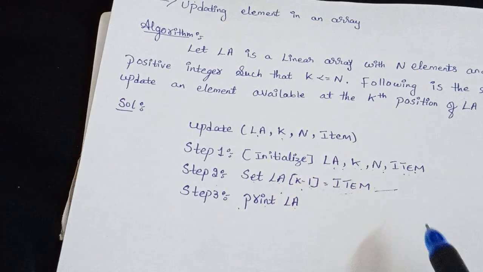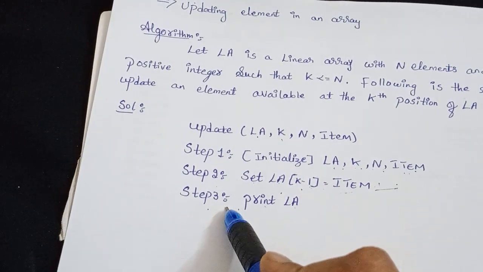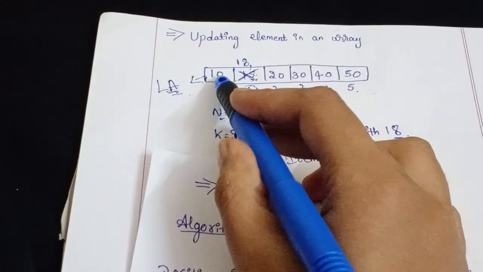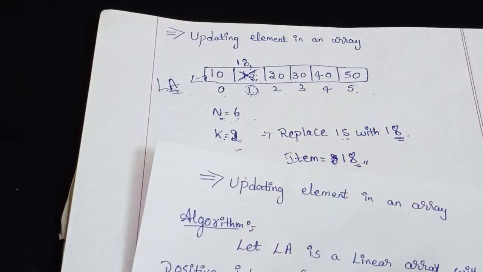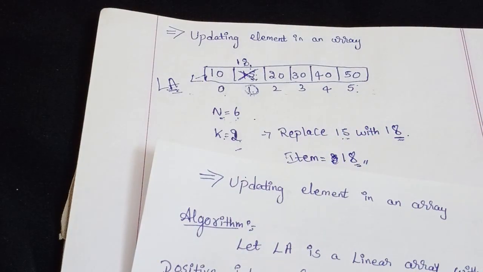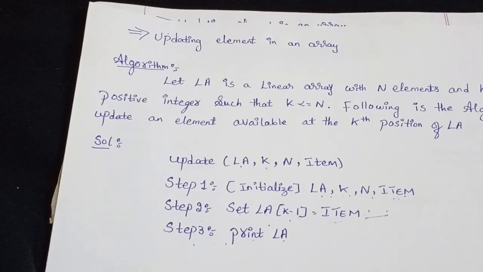And then after executing step 2, what they said in the algorithm, step 3 print LA. So I need to print the new array, that is 10, 18, 20, 30, 40, 50. That's it. Now we got the new updated element in the array. Now updating an element in an array with the help of an algorithm and example is done.